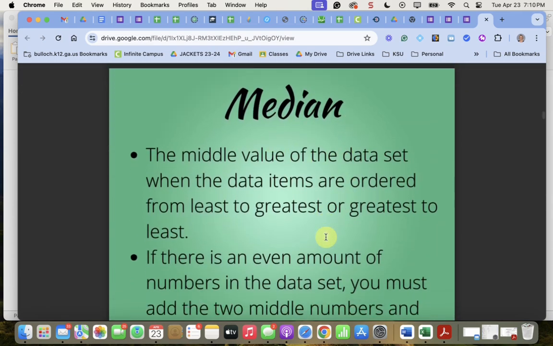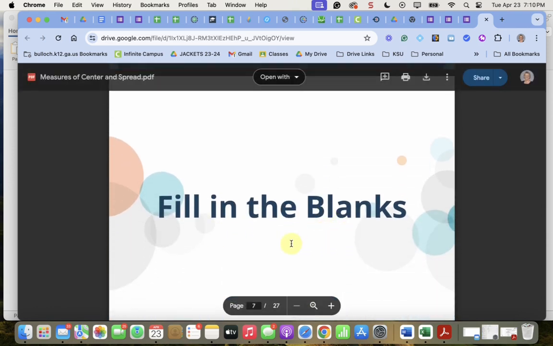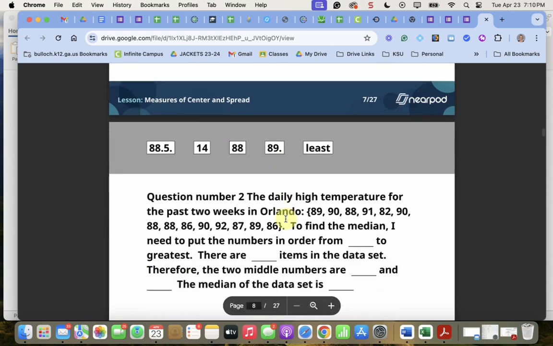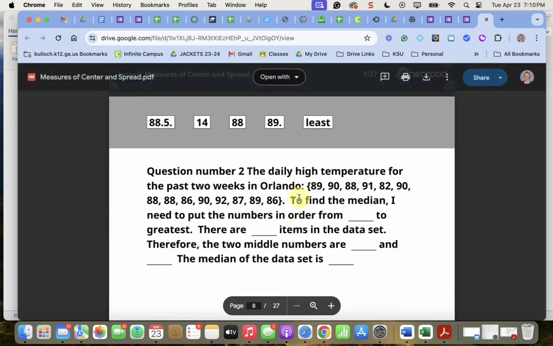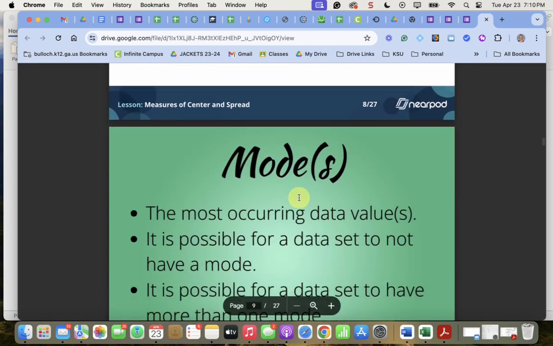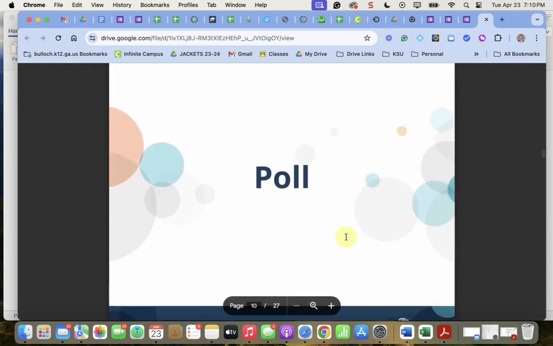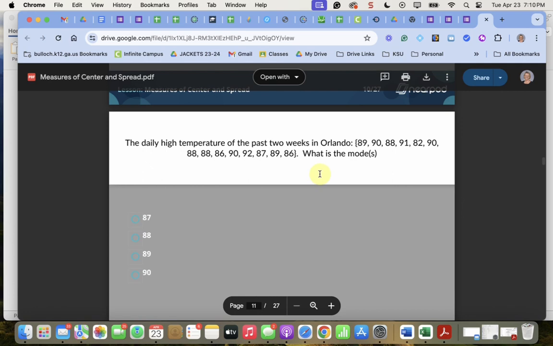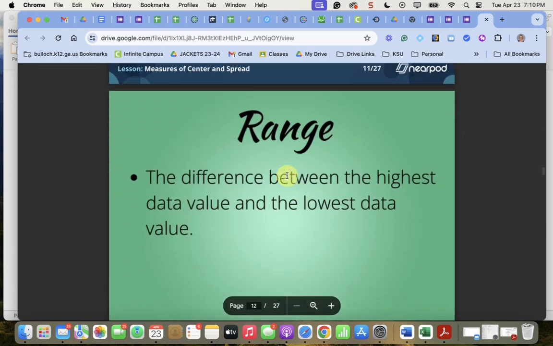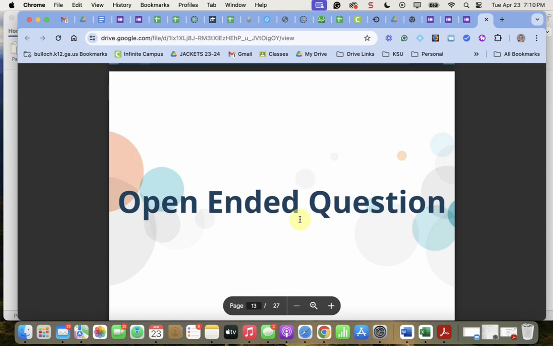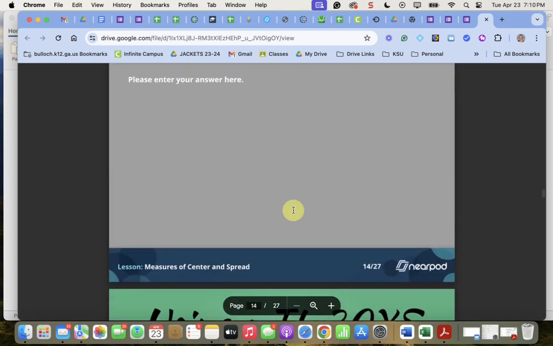Then we talked about median, and we did it in the fill in the blanks question for them to practice median on their own. And you can see they did kind of a fill in the blank drag and drop question. Then we reviewed how to find mode. And then I did a poll question. We went over that. Then we talked about range, how to find that measure of variability. They practiced with an open-ended question.